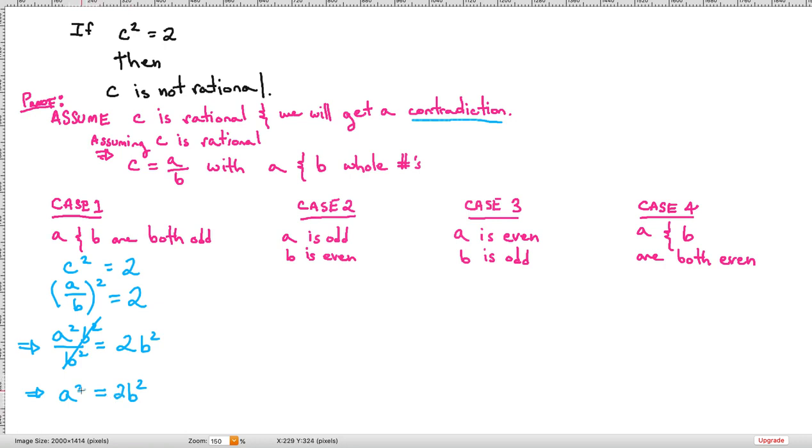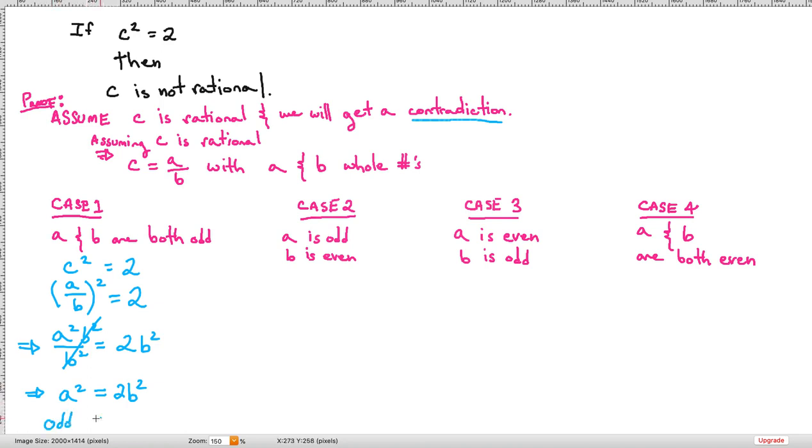Now, if we investigate this equation for this case, in which the two whole numbers are both odd, you just need to look at the left-hand side of this equality. A is odd, and an odd squared is odd.